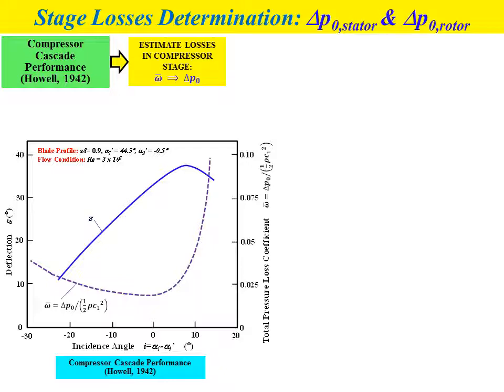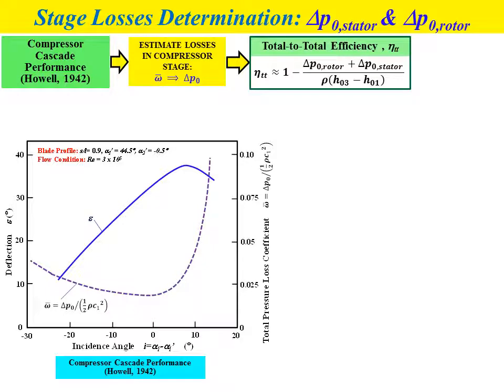From the graph of Howell 1942, we can estimate losses in the compressor stage by determining the value of omega bar and then rearranging the equation for omega bar. We can determine the value of delta P naught for the stator and also for the rotor. Then we substitute the values of delta P naught for the rotor and for the stator into the equation for total to total efficiency, eta TT, where eta TT equals 1 minus delta P naught for the rotor plus delta P naught for the stator divided by H03 minus H01.